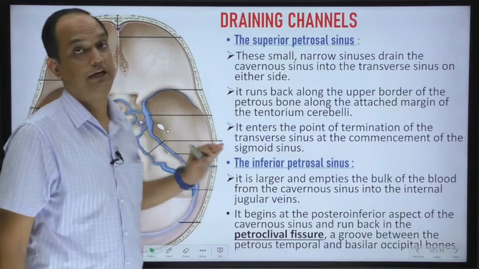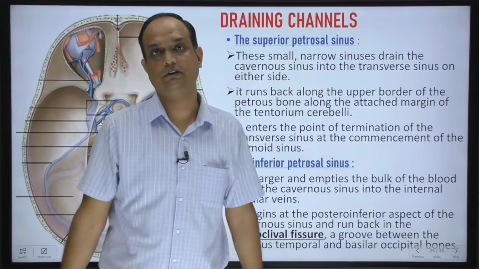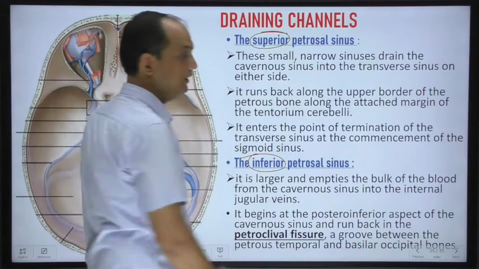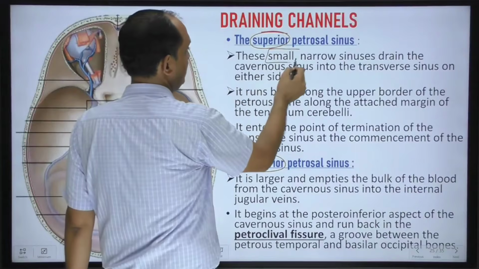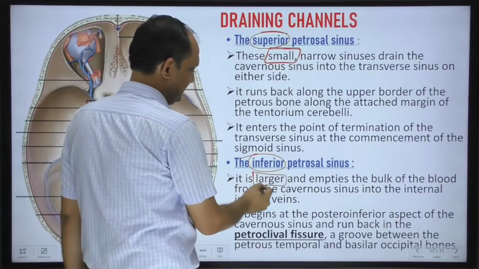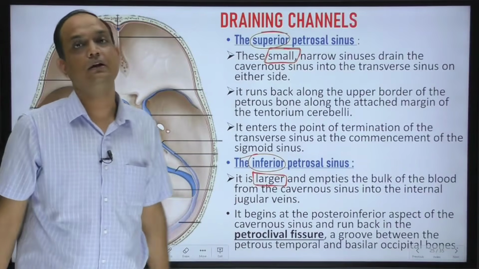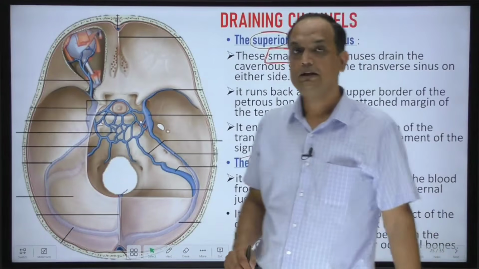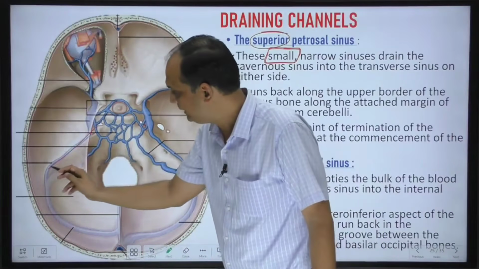Then we have the draining channels. Draining channels means the channels that are responsible for emptying of the cavernous sinus. Here you have the two names, importantly, superior petrosal sinus and inferior petrosal sinus. Now the first and important thing is that the superior petrosal sinus is a small sinus, while the inferior petrosal sinus is a larger sinus. So this is the first and most important question, that the majority of drainage is done by the inferior petrosal sinus. Now this superior petrosal sinus, if you remember, we have seen the attached margin of tentorium cerebelli along this part of the petrous temporal bone.